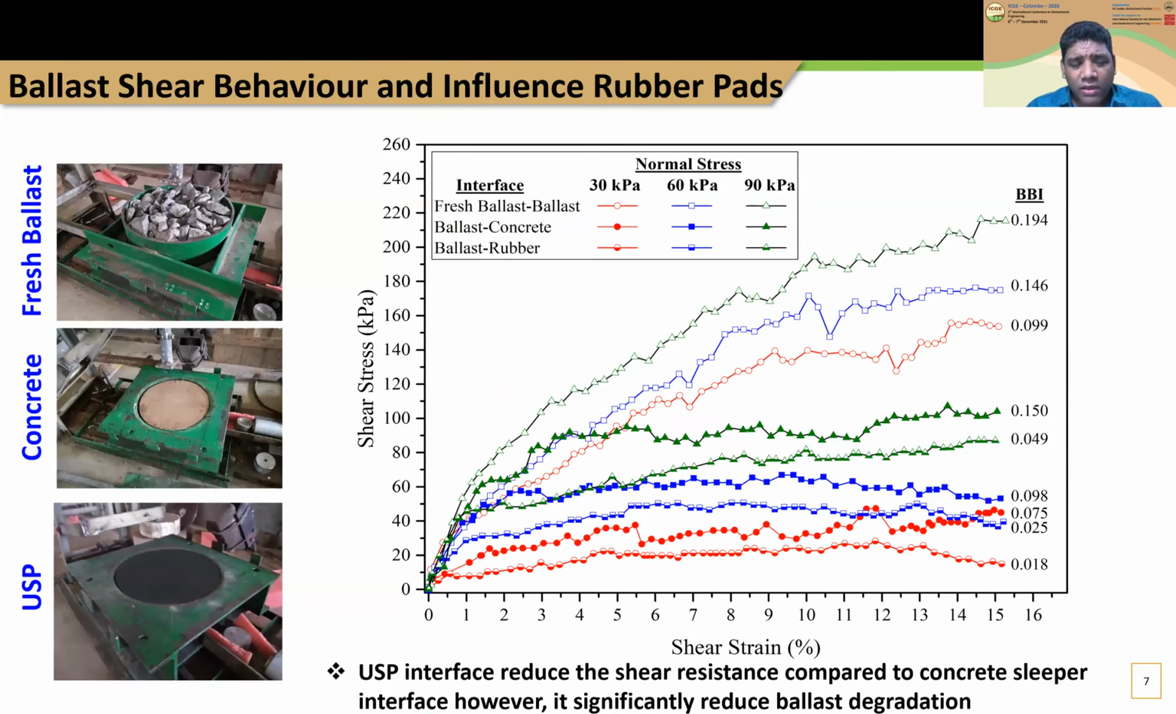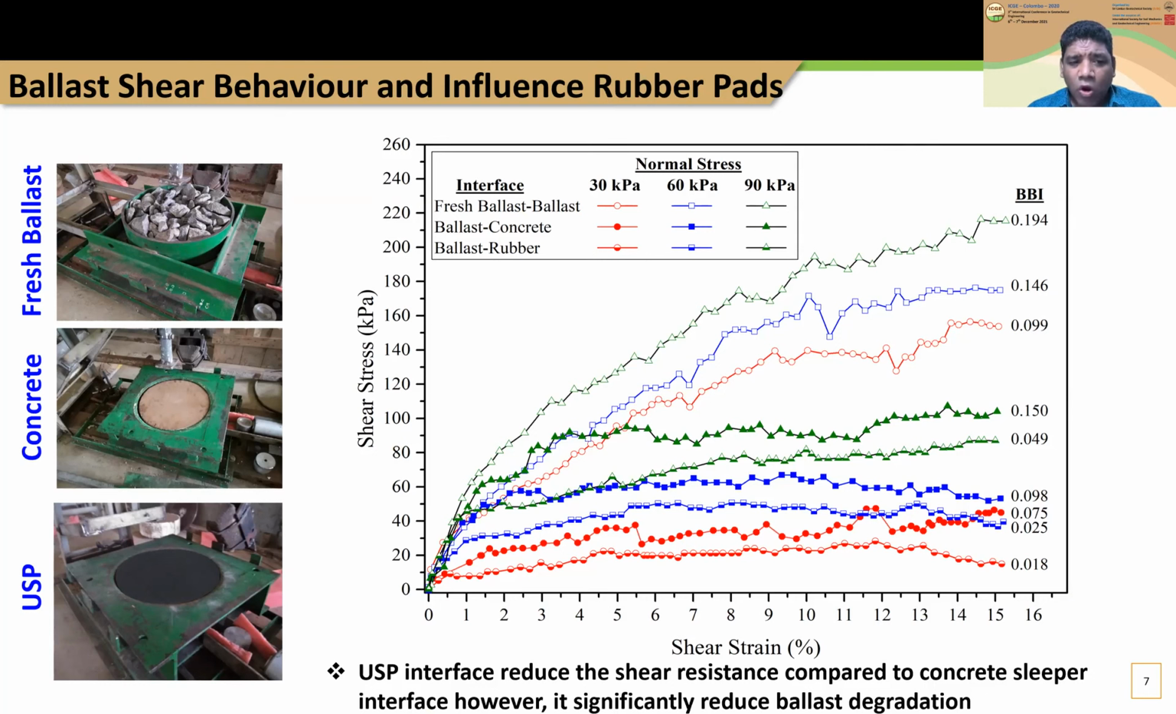Let me quickly go through some of the results we obtained from these large scale apparatus. The first one is the shear behavior of ballast, and also the influence of the rubber pads. As I said before, whenever the train speed and the load increase, it is going to damage this ballast layer significantly. One option to save this material is placing rubber pads.